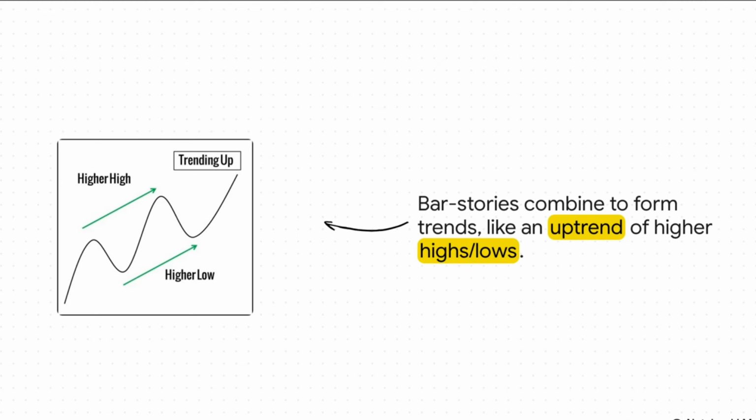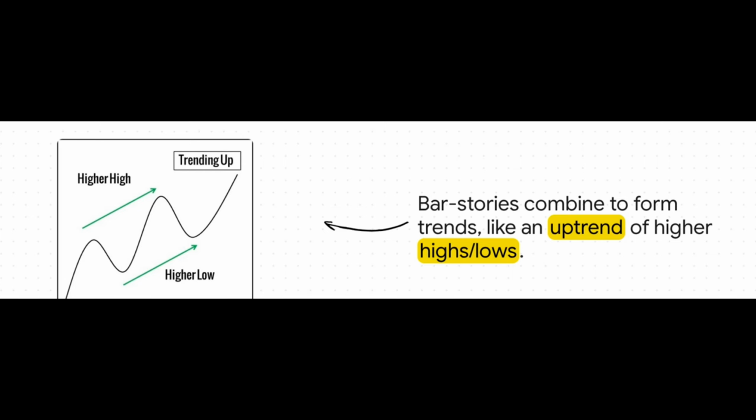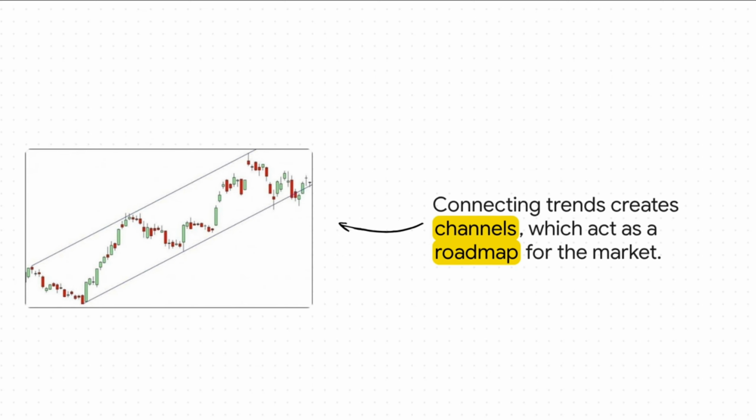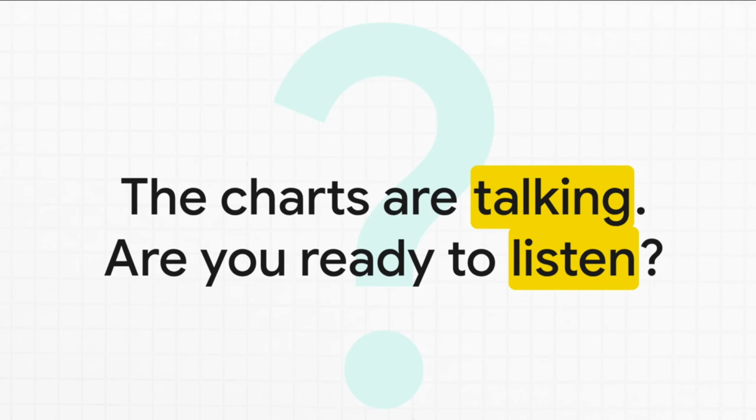And when you start to see a pattern of higher highs and higher lows, well, you're looking at the textbook definition of an uptrend. The market's main story is bullish. And what's really, really cool is when you start connecting the tops and the bottoms of these trends, you create what are called channels. You can think of these channels almost like a visual roadmap for the market story. They help you define the path of least resistance and show you where the narrative is probably going to head next.